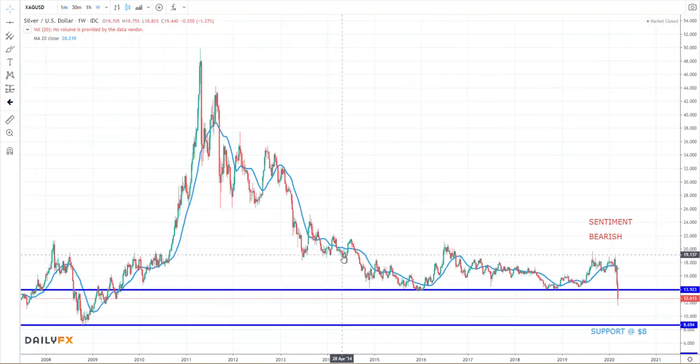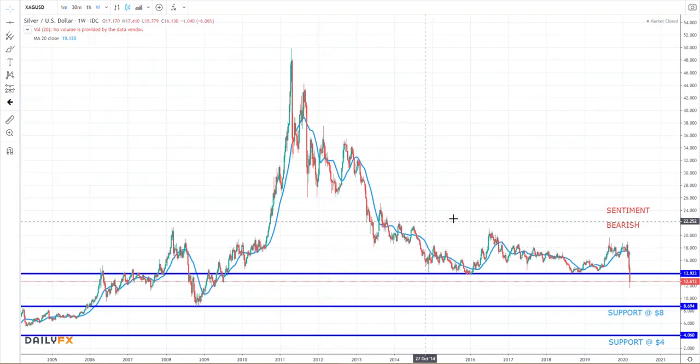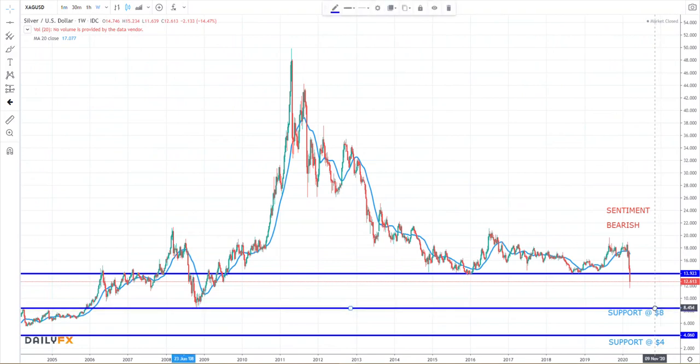So when we look at our big weekly channel, we see next support ahead at around $8, maybe $8.50. Let's pull this down. $8 to $8.50. So we see the last time prices visited there was about mid-2008. So that was the last global financial crisis. We saw prices dip all the way to there.